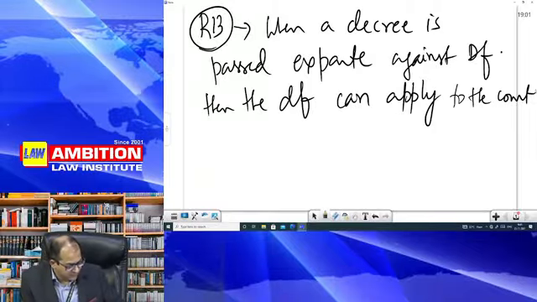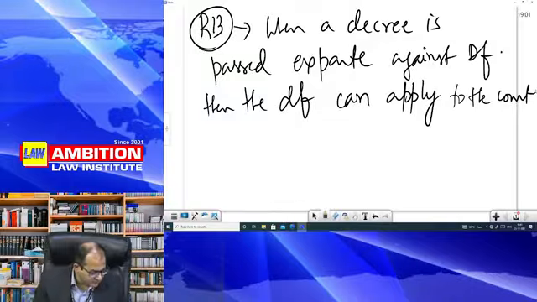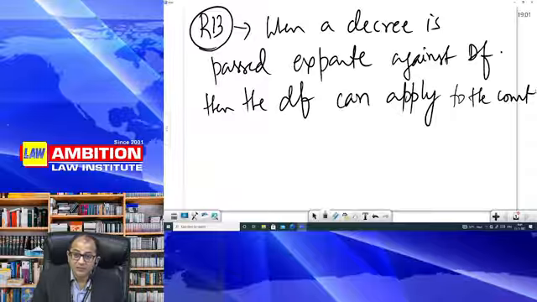Then there is a question: can irregularity in service of summons be a good ground for setting aside an ex parte decree? This is the second proviso. That is the question.